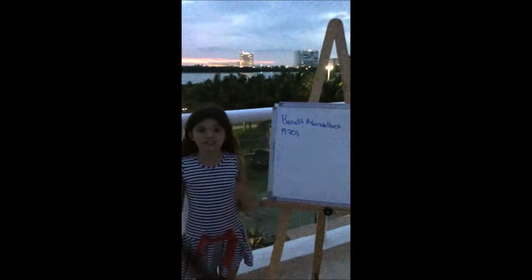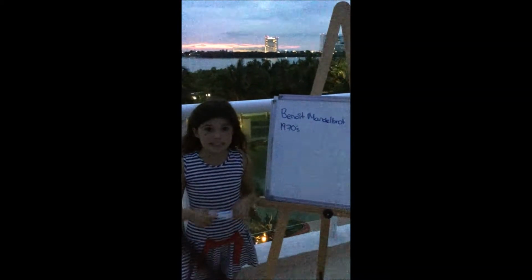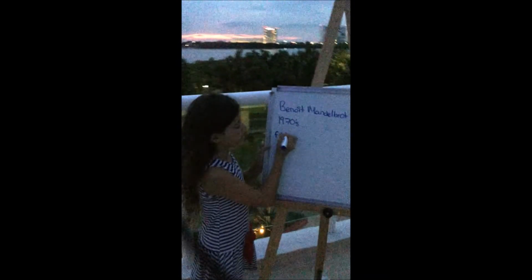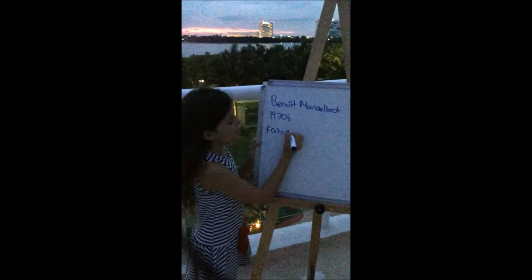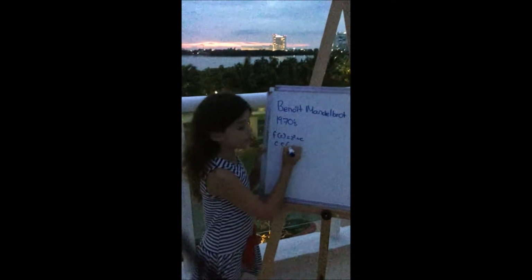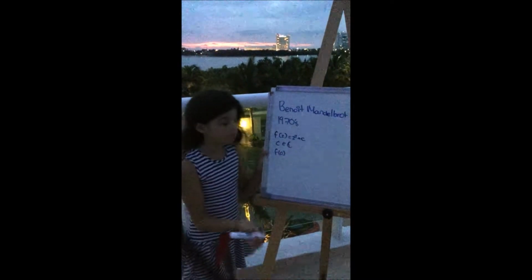Now I'll give a quick introduction to the Mandelbrot Set. The Mandelbrot Set was discovered by Benoit Mandelbrot in the 1970s. It is based on the equation f of z equals z squared plus c, using all c's in the complex number system, starting with a z of 0.